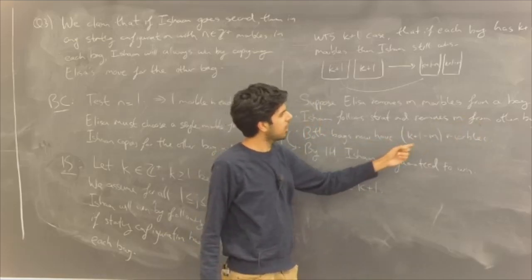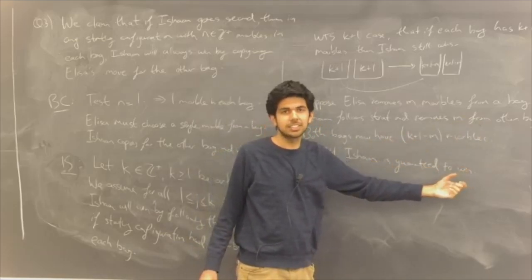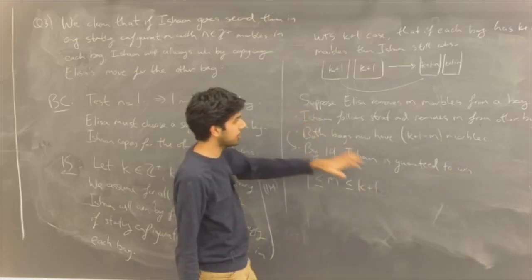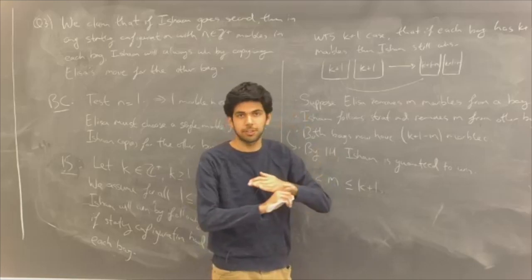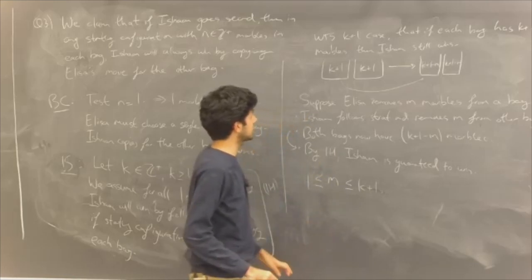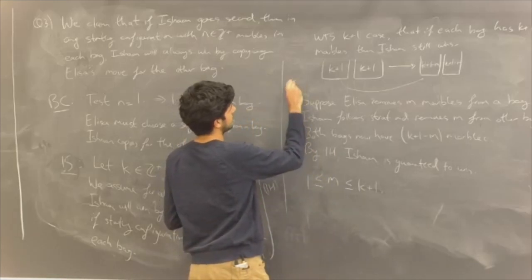But here we're saying, oh, by the IH, Ishaan's guaranteed to win. So technically, this still follows for when m equals k plus 1. That's incorrect, because the IH doesn't apply for m equals k plus 1. All of this is to say that we just need a little bit of casework.